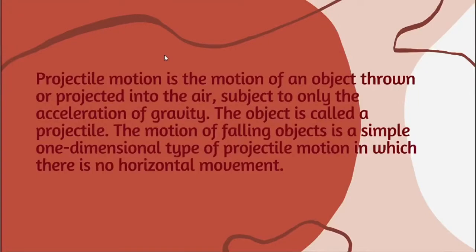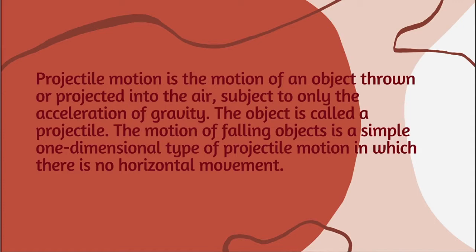I want to demonstrate the lab for the projectile motion experiment. I have chosen this experiment from the 6 experiments that were given. Projectile motion is the motion of an object thrown or projected into the air, subject to only the acceleration of gravity. The object is called a projectile.